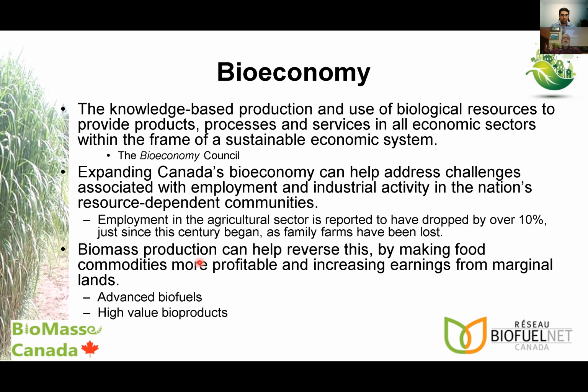And biomass production, if we start utilizing it in an effective way, also helps the bioeconomy. It can, in fact, reverse this and make food commodities more profitable. We'll talk a little bit about that, and increase earnings from marginal lands that farmers may have and be underexploiting or just plain not using right now. So there's all of that. So biomass production, yes, it can help reverse this by making food commodities more profitable.